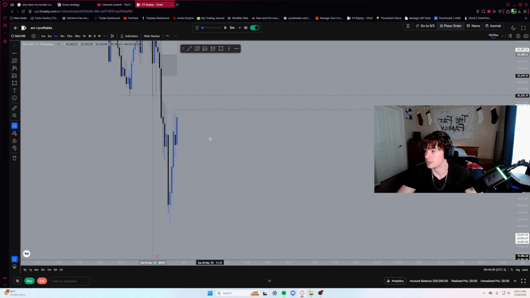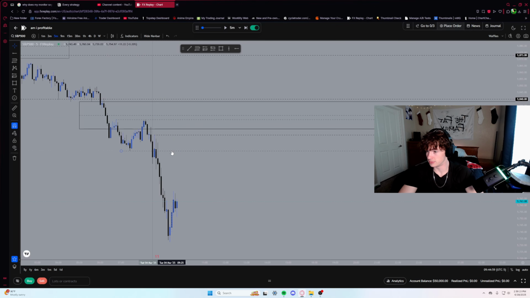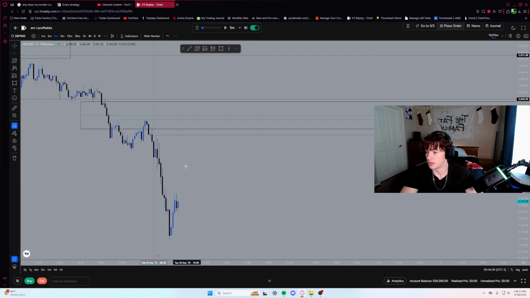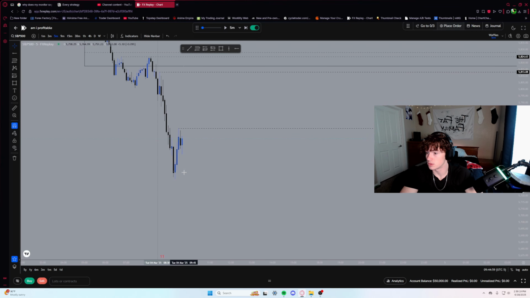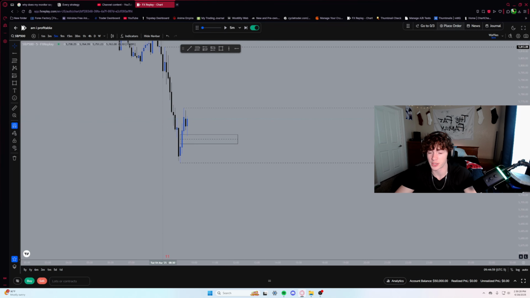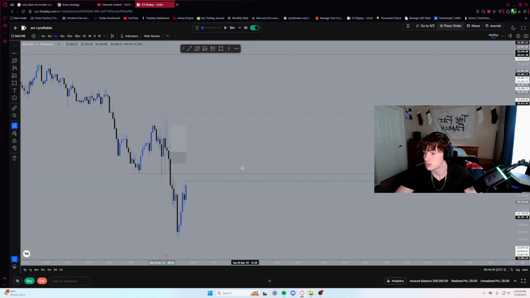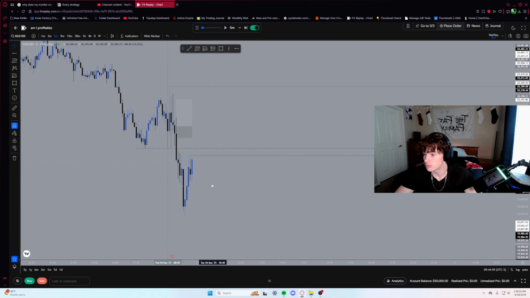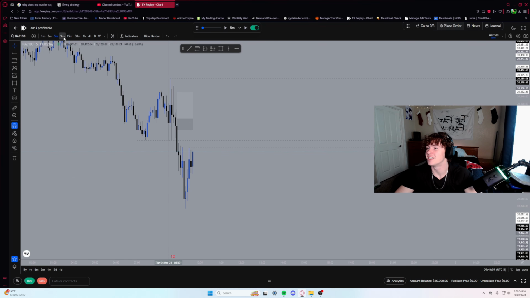Alright, we have a high right here, and we have a high right here. Cool. Let's mark out the lows as well. Oh, wait. We can also do fair value gaps. So price reacted in this fair value gap. Let's go to the NQ. Price did not react off the fair value gap.